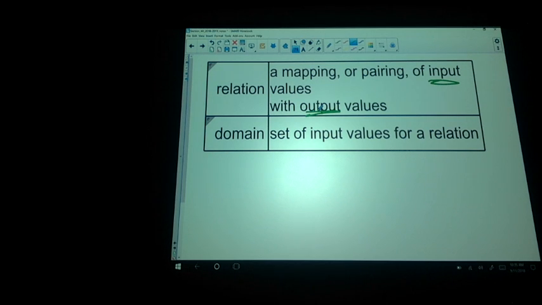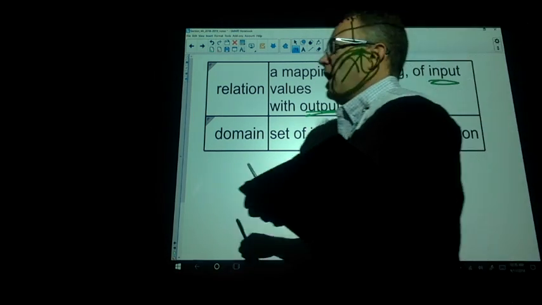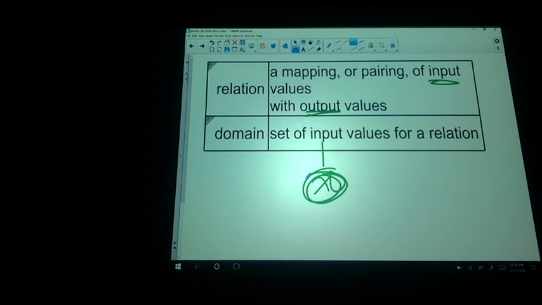The domain is a set of input. So this means it's the X values for a relation. A relation is just a fancy way of saying, hey, we got a bunch of ordered pairs. We got points. And now we're going to show you how we would write those points. Does anybody need more time writing down this page?